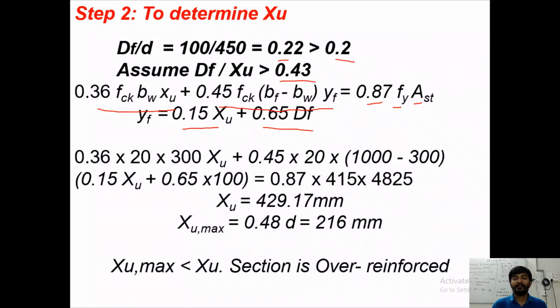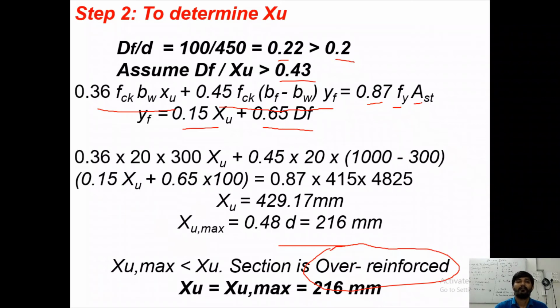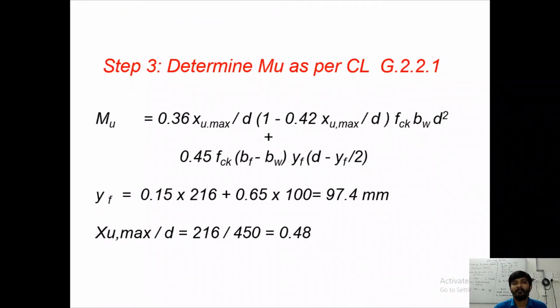So here XU max is less than XU. Therefore, you can conclude that the section is over reinforced section. Right? The section is over reinforced section. So we need to take XU is equal to XU max, which is equal to 216 mm. Step number 3, we need to determine the MU as per clause number G2.2.1.